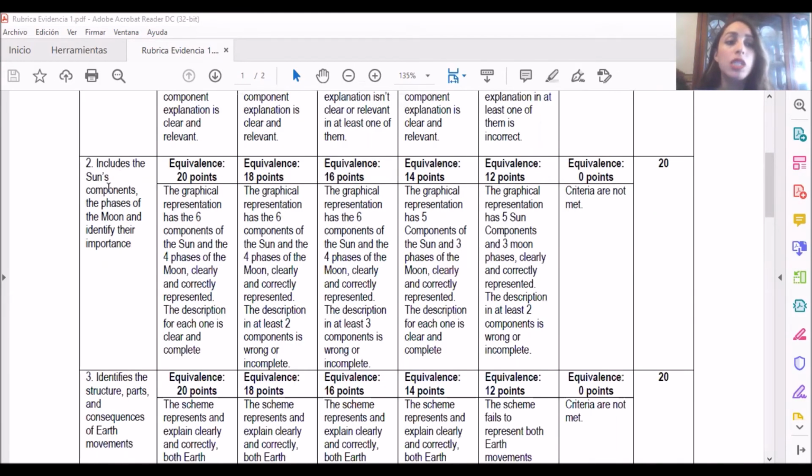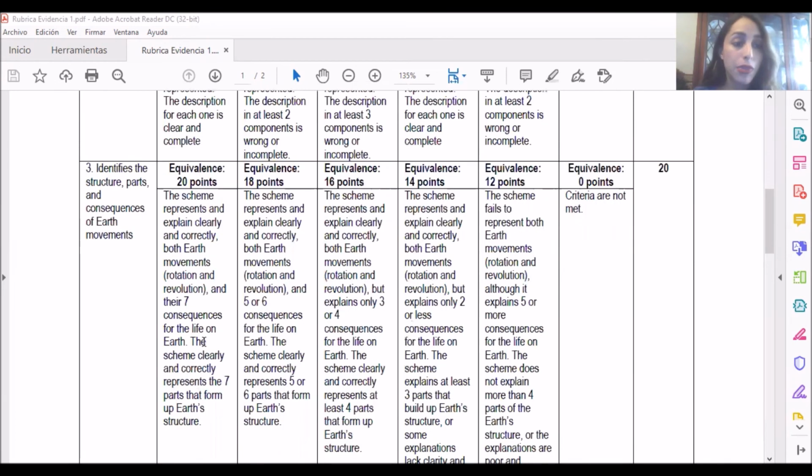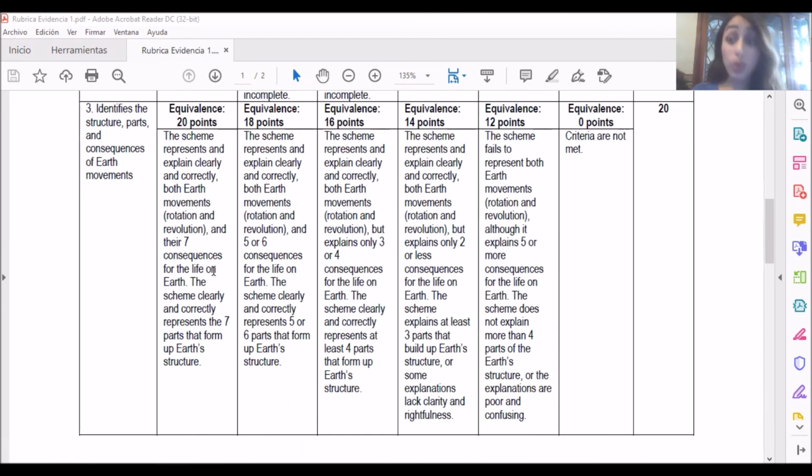Then the number 2 includes the sun's components, the phases of the moon, and identify their importance. You are gonna get 20 points in this part if the graphical representation has the 6 components of the sun and the 4 phases of the moon clearly and correctly represented. Then 3, identifies the structure, parts, and consequences of Earth's movements. What you can do in this one is to only identify the Earth's movements, which are rotation and revolution, okay? And consequences for life on Earth of these movements.